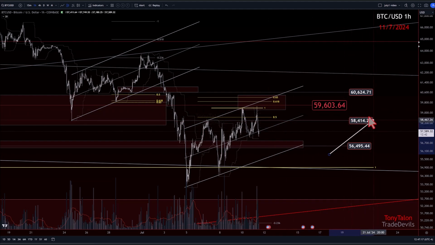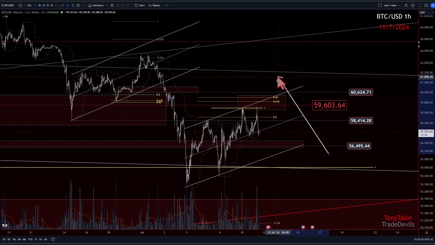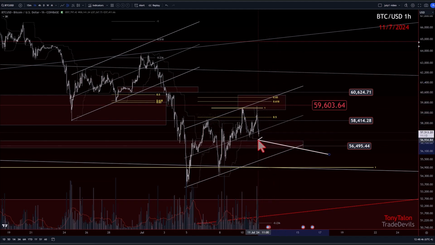On the bear side, again, 58,414 is going to be the level where I want to see it correct to now. If we start heading back up swiftly, again, that's off the list. So right now, again, for the bears, things are looking good. We came up to a level of interest. We rejected hard.